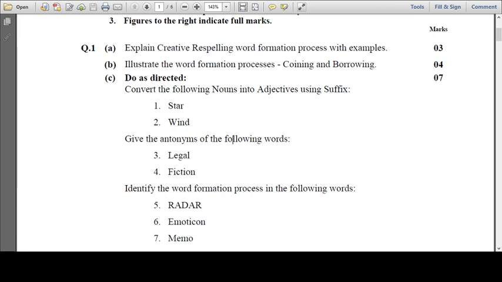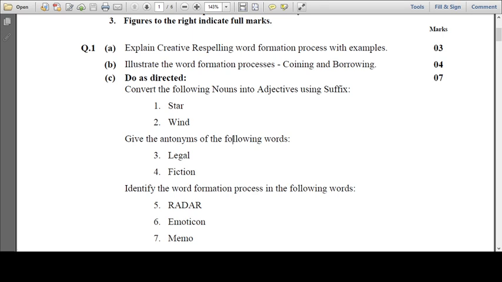These are examples of coinage, where you may have noticed that coinage starts out as a brand name for everyday items, such as Colgate. Yes, a very popular one is Colgate. Xerox. These are examples of brand names, and then generally they become the word itself.